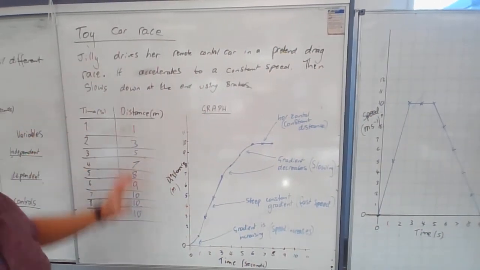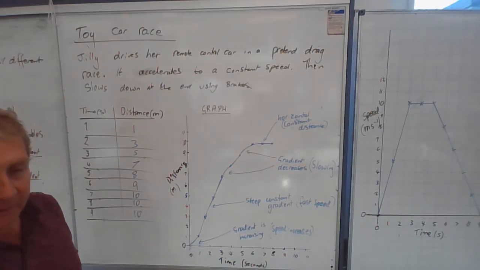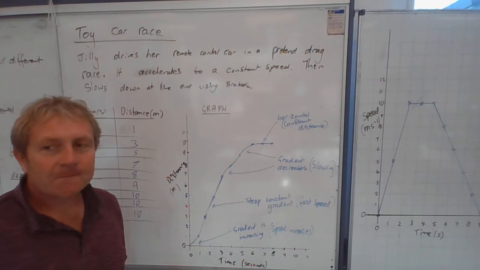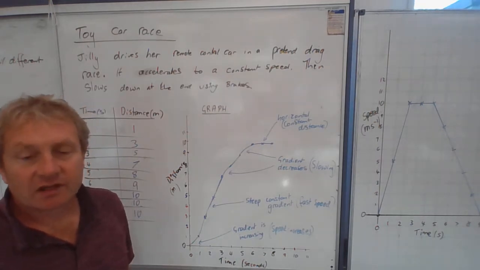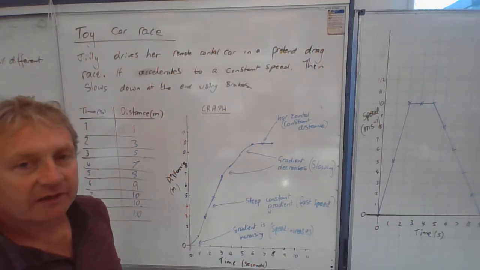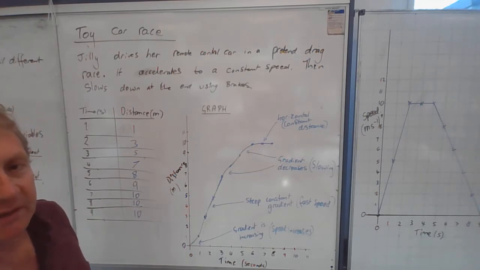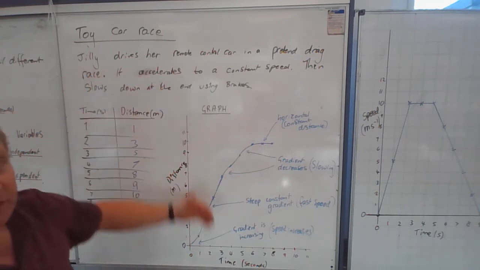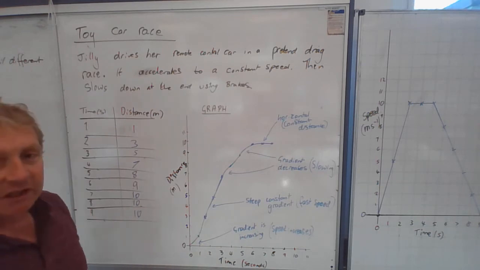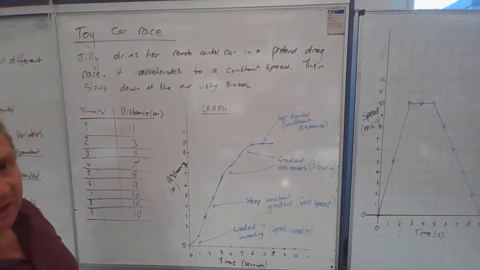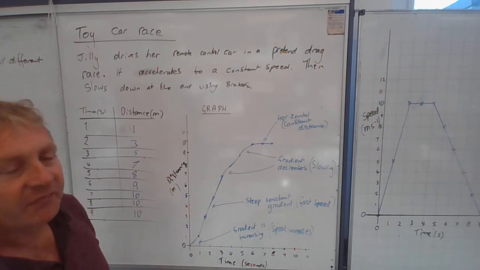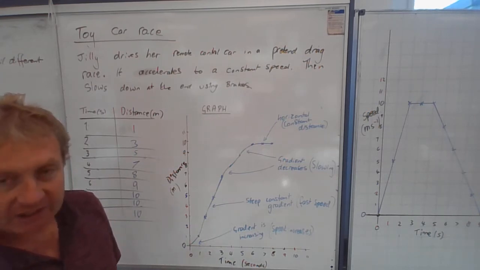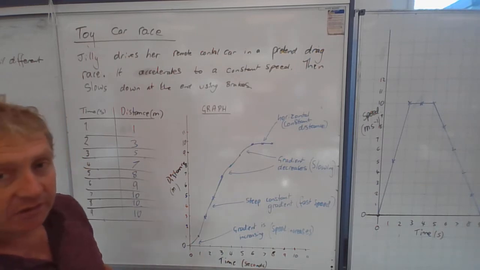This is some of the graphing stuff which we're going to have to deal with. This is an example. You will find some documents on Classroom that go with this. You will have to draw graphs and comment in the same way that I have just done. Here we go. Jilly drives her toy car in a pretend drag race, and she recorded her distance and time. She then did it again, and she recorded her velocity and time. We are going to graph it.